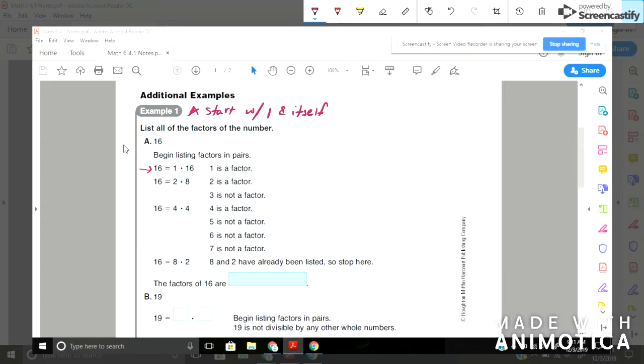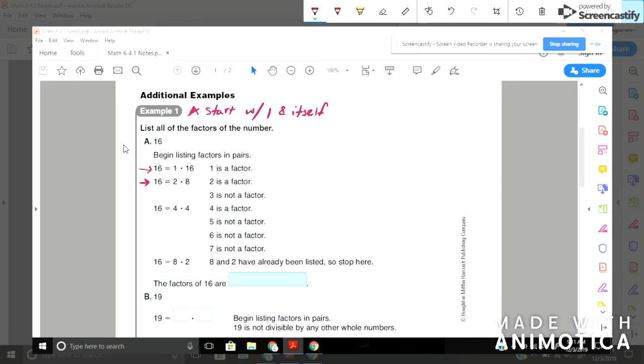Is 2 a factor? Then work your way up. Yep, because 2 times 8 is 16. Is 3 times anything 16? No, not a whole number at least. So 3 is not a factor. 4, yes, because 4 times 4 is 16. 5 times something? No. 6 times something? No. 7? No. And 8 times 2, yes, that works, but we already have that. So we can stop here.